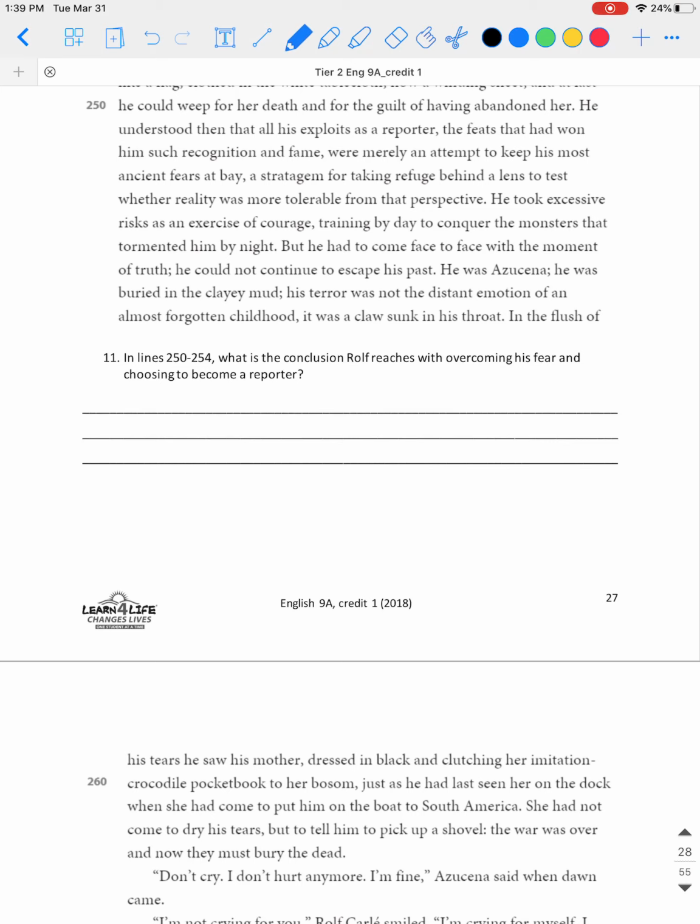I'm going to go back up to question 11. In lines 250 to 254, what is the conclusion Rolf reaches with overcoming his fear and choosing to become a reporter?